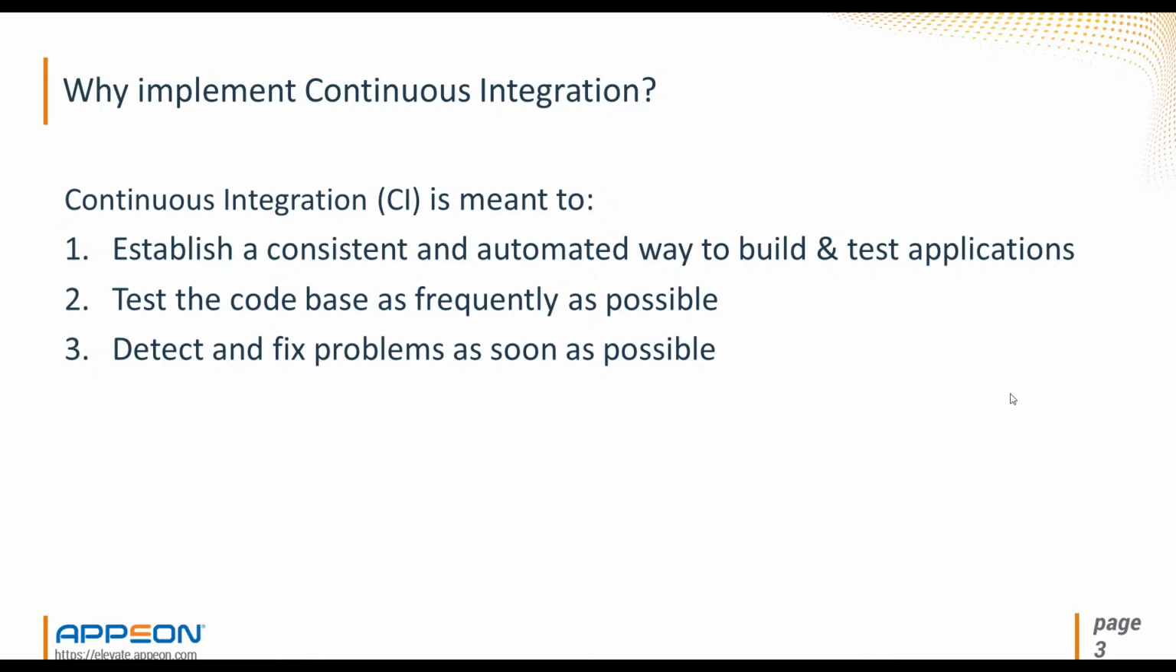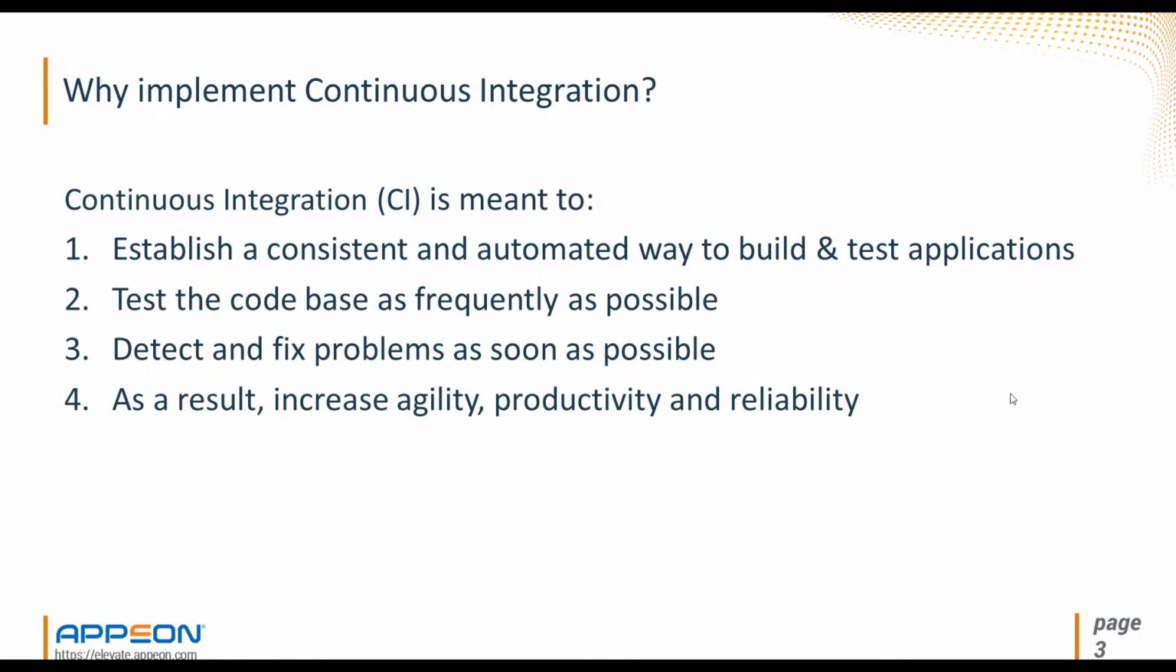And also, you won't have other people build on top of this code containing the bug, because if you fix the bug afterward, you may have regressions propagating in many places in the application. So the sooner, the better. As a result, this will increase the agility and the productivity of the development team and also improve the reliability of the application.